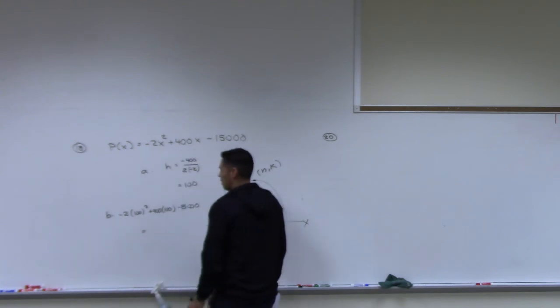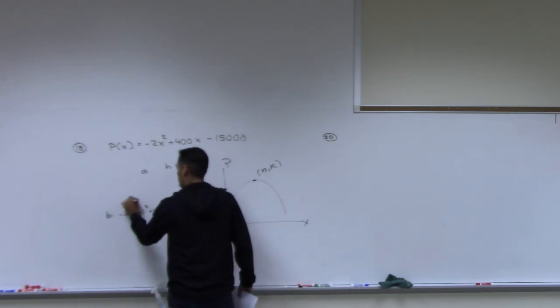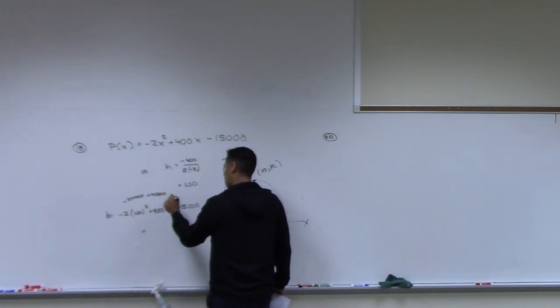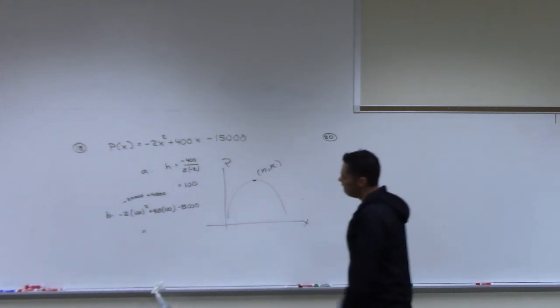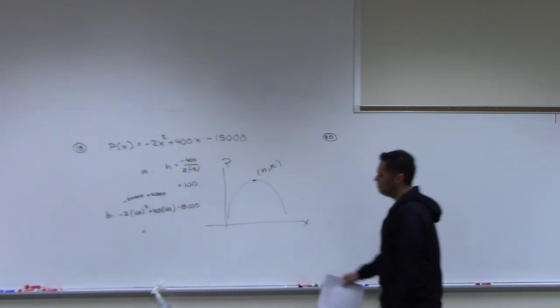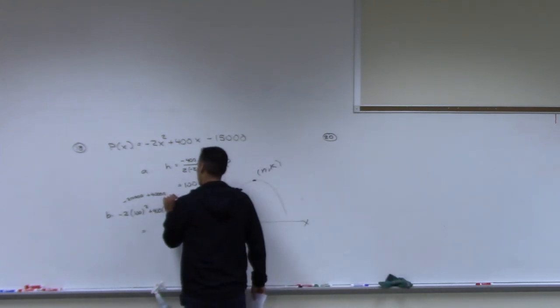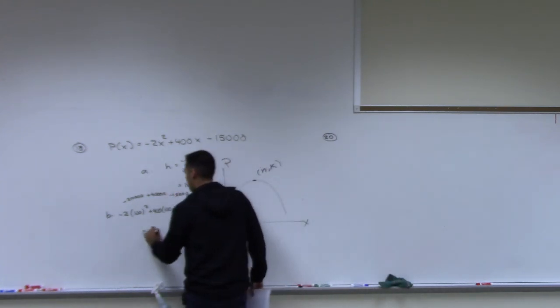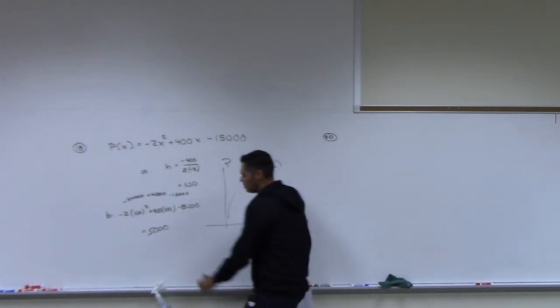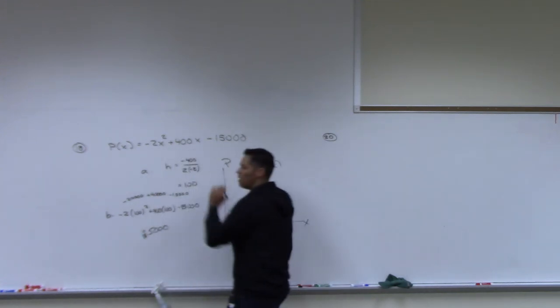Let's see. Negative 20 plus 40. Really? 5,000? 40, 20. Oh, yeah. Minus 15,000. There we go. Okay, 5,000. You will have a maximum profit of $5,000 if you are able to sell 100 items.